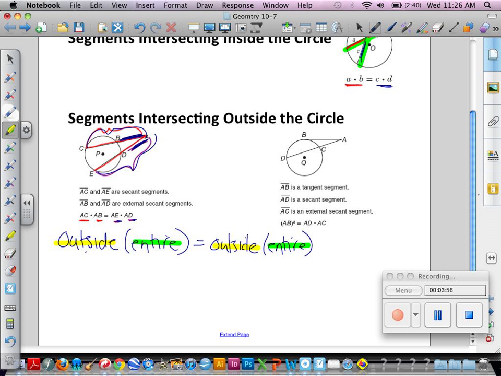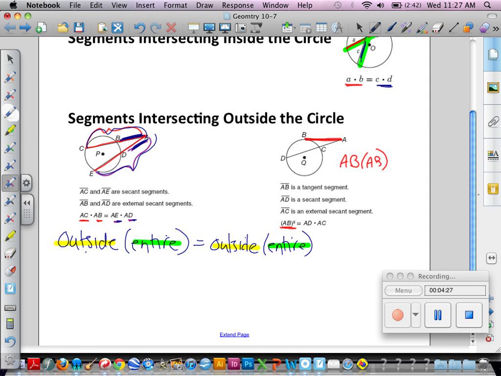So when you look at the second example here now, you're saying, can I apply this to the same formula? When I look at this top piece, AB is the outside piece of that line, isn't it? And the entire line is also AB. And they have that written right here, AB squared. AB times AB is AB squared.